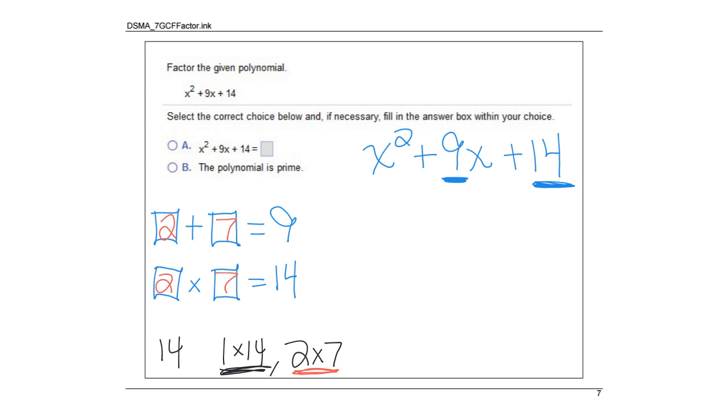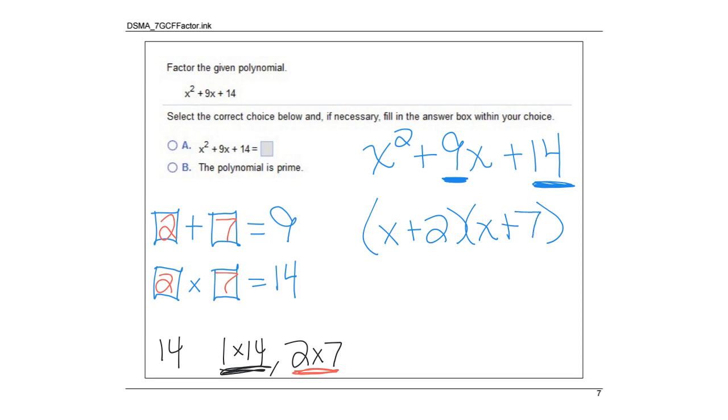So I'm going to come up here. I know that because I'm working opposite of multiplication, I'm going to have two binomials. In the front, I would need x and x, right? Because x times x would get me the x squared in the first term. And now I know, based on this analysis we did over here on the left, that I would need plus 2 and then plus 7.